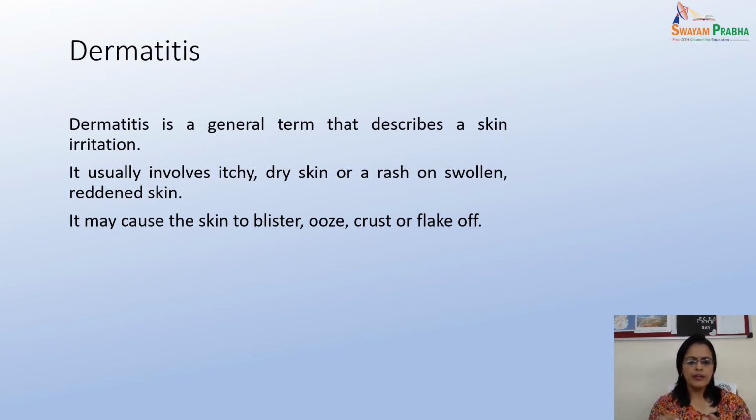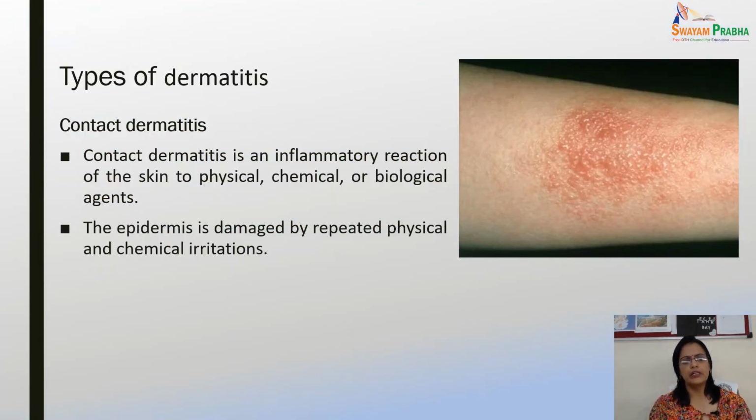Moving to the next slide, types of dermatitis. Number one is contact dermatitis. Contact dermatitis is an inflammatory reaction of the skin to physical, chemical, and biological agents. The epidermis is damaged by repeated physical and chemical irritations.